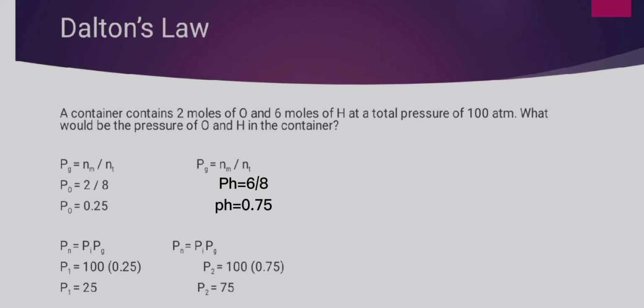So first, we should solve P1, which is the oxygen, equals 100 atmospheric pressure times 0.25. We have 25 as the pressure of oxygen in the mixture. Next, we should get the hydrogen, the same step. So P2 equals 100 times 0.75. We have 75 as the pressure of hydrogen in the mixture.